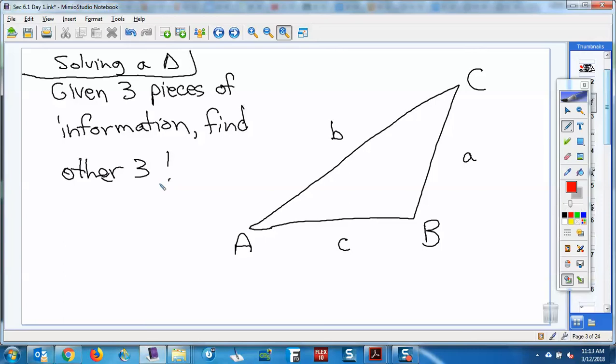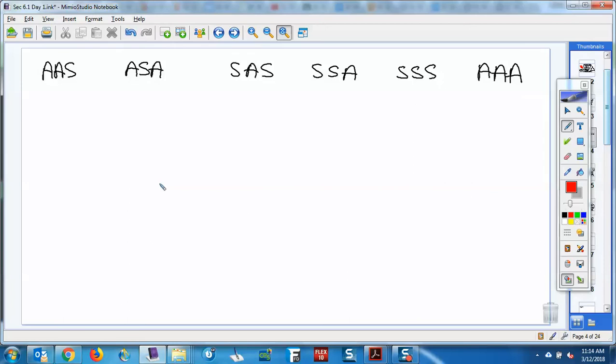Okay, so you could be given 3 angles, you could be given 2 angles. You could be given no angles, that'd be side, side, side, or you could be given 1 angle. So let's say you're given this angle, and then you could have the 2 sides that include that angle. So that'd be side, angle, side. Or you could be given 1 angle and the 2 sides that don't include that angle. That'd be side, side, angle. So it could be any of those 6 scenarios.